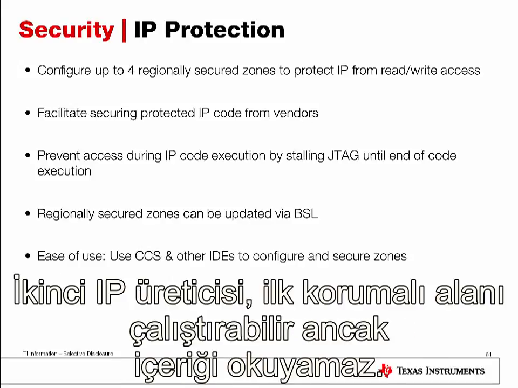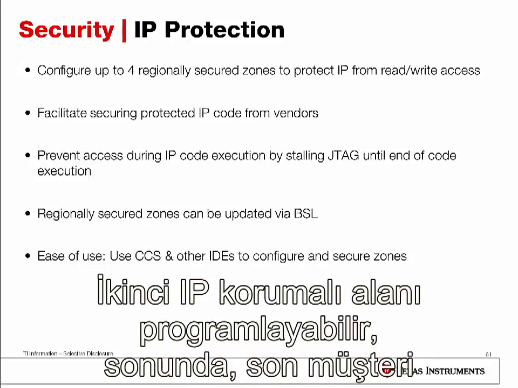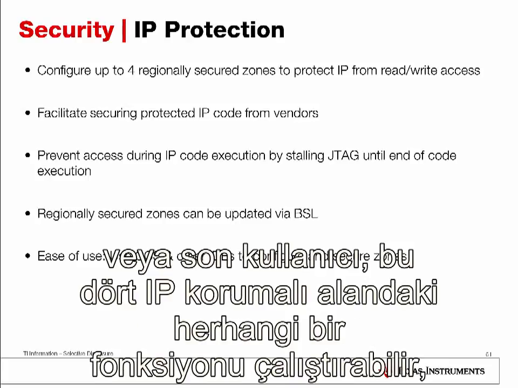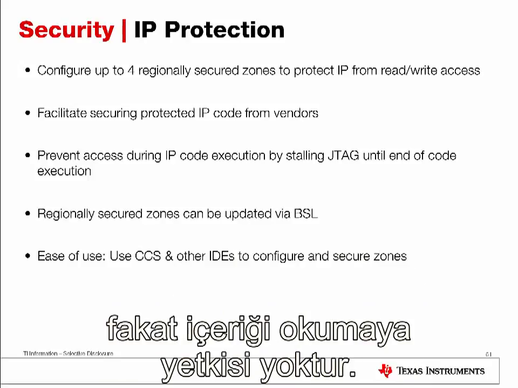The second IP vendor can execute from the first protected zone but cannot read out the content. They can then program the second IP zone and so on and so forth. At the end, the end customer, the end user, can execute any of the functions that are provided within these 4 IP protected zones, but they can no longer read out any of the content.